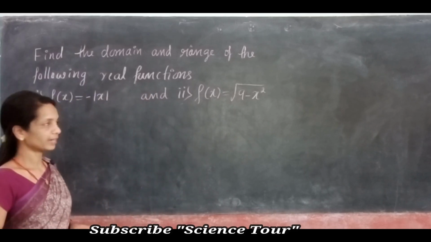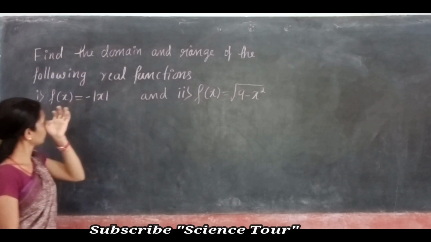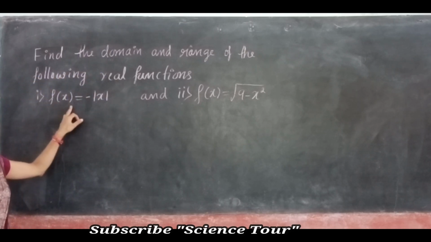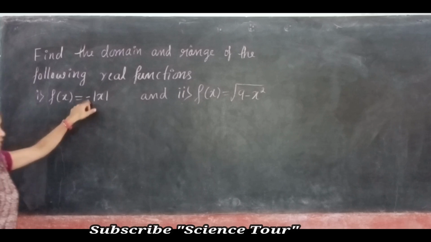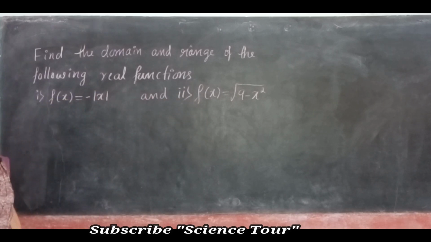So the first problem is: find the domain and range of the following real functions. The first one is f of x equal to minus mod x, and the second one is f of x equal to square root of 9 minus x square.